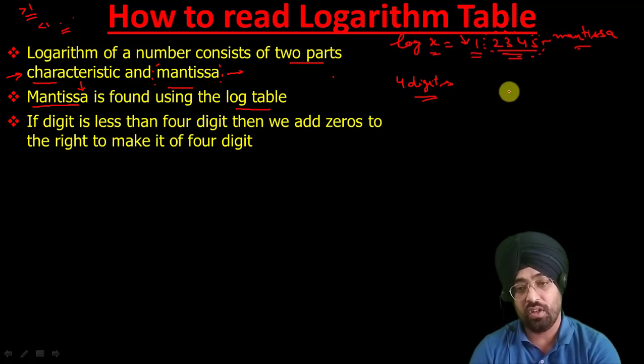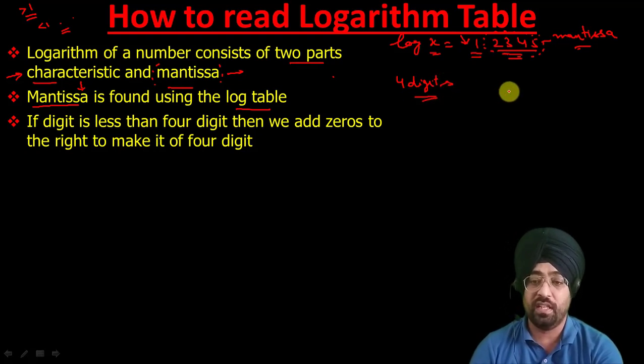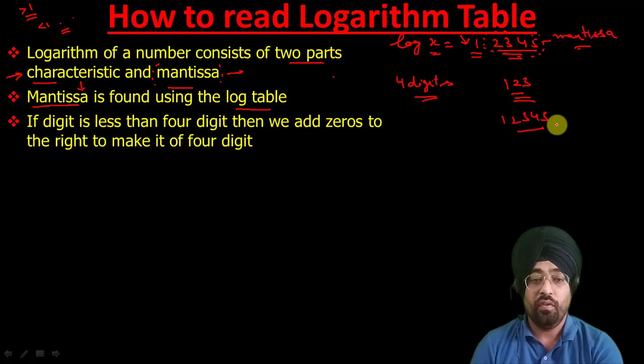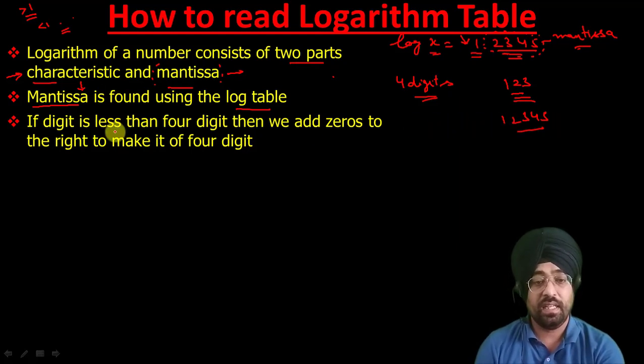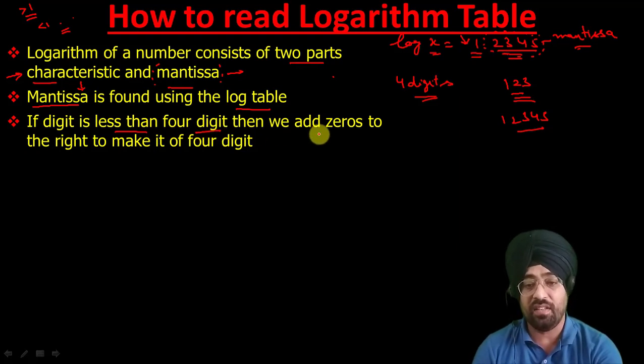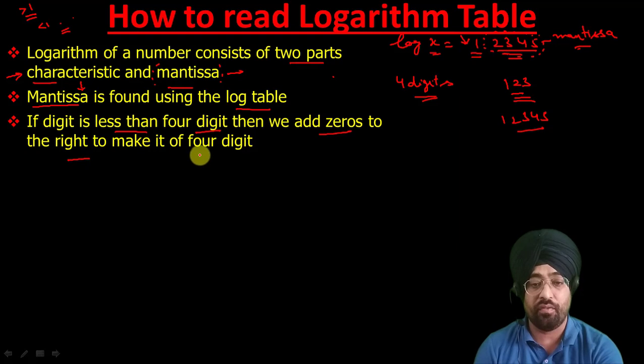It is not always that numbers are of 4 digits. A number may contain fewer than 4 digits, or it may contain more than 4 digits. Like 1 2 3 has only 3 digits, and 1 2 3 4 5 has 5 digits. Now what to do? If the digits in the number are fewer than 4, meaning they are 3 or 2, then we add zeros to the right to make it 4 digits.